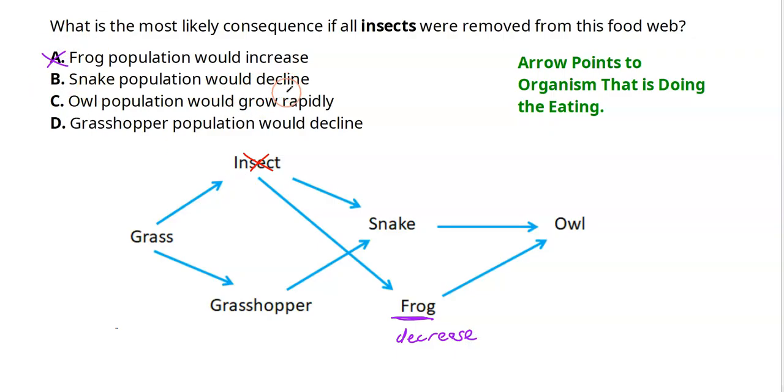Let's look at the snake population. The snake population would decline. That means it goes down. Let's see. How does that work? Okay, well, here's the insects. The insect is pointing to the snake, and again, the arrow points to the organism that's doing the eating, so the snake's doing the eating. So the snake is eating the insect. Well, there's less insects. The insects are gone. So that means the snake has less food to eat, so the snake population would decline or go down. That's what B says. The snake population would decline. That is my answer. Let's move on.